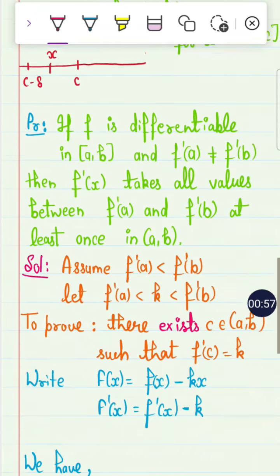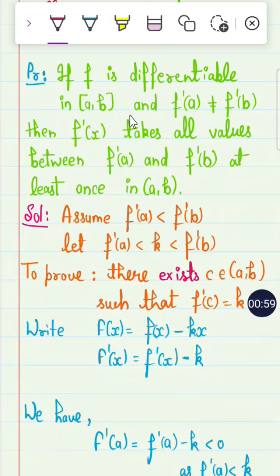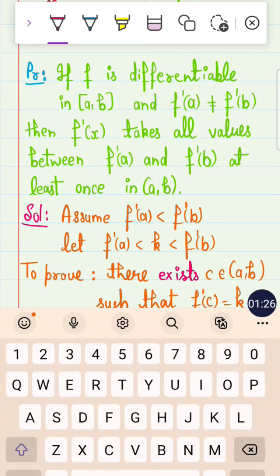Now what is the use of that? If the function is differentiable in a closed interval and f dash a is not equal to f dash b, that means the derivative's value at the first endpoint and second endpoint have different values, then f dash x, where x is in between the closed interval points, takes all the values at least once in the open interval between f dash a and f dash b, right? We have to prove this.